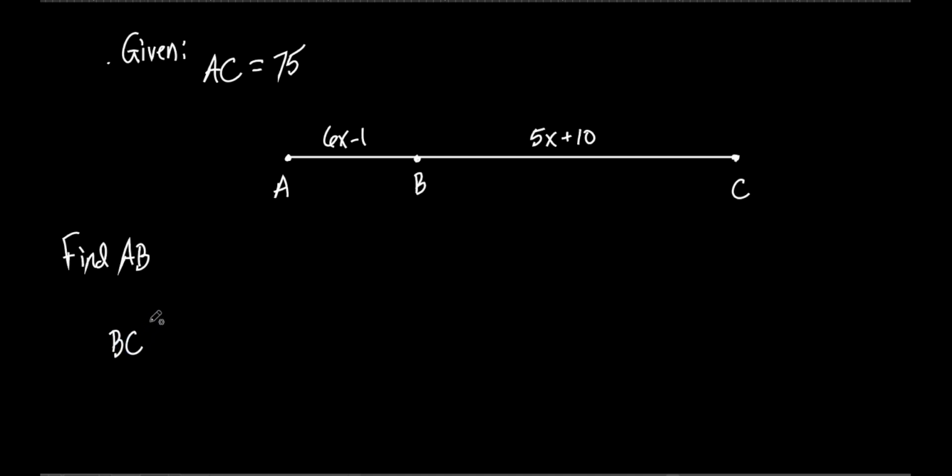Where in the world do we start? Bell's going to ring, but let's think. Come on, don't pack up just yet. Wait till the bell. What do I do with this 6x minus 1 and this 5x plus 10? I add them up. Okay, so 6x minus 1 plus what? 5x plus 10. But what do they add up to be? They add up to be 75. Very good. See, this whole thing is 75.